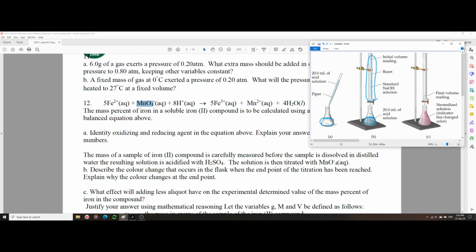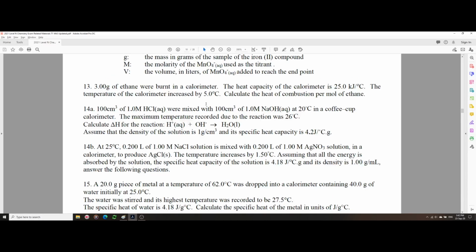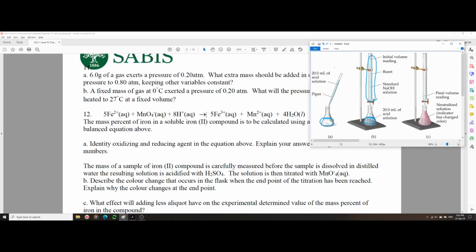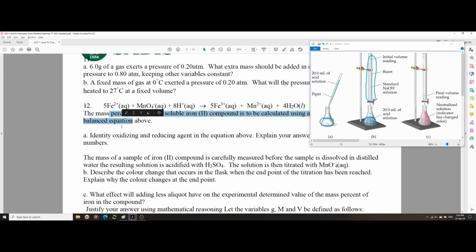These two will definitely react to give Fe3+, Mn2+, and some water. So basically the idea is whenever there's a permanganate ion, both the Fe2+ and the permanganate ion, with some acid, are going to give these. So that means any drop that you give is immediately consumed. So with that idea, we're asked, by the way, what I just mentioned is important here, but I'm going to reference it later.